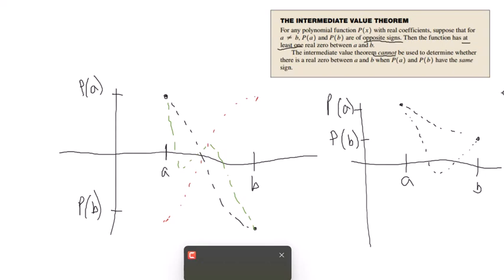So opposite signs, there's at least one zero. Same signs, whether it be both positive, both negative, then we just say cannot use the intermediate value theorem. All right, so let's look at examples for the intermediate value theorem.